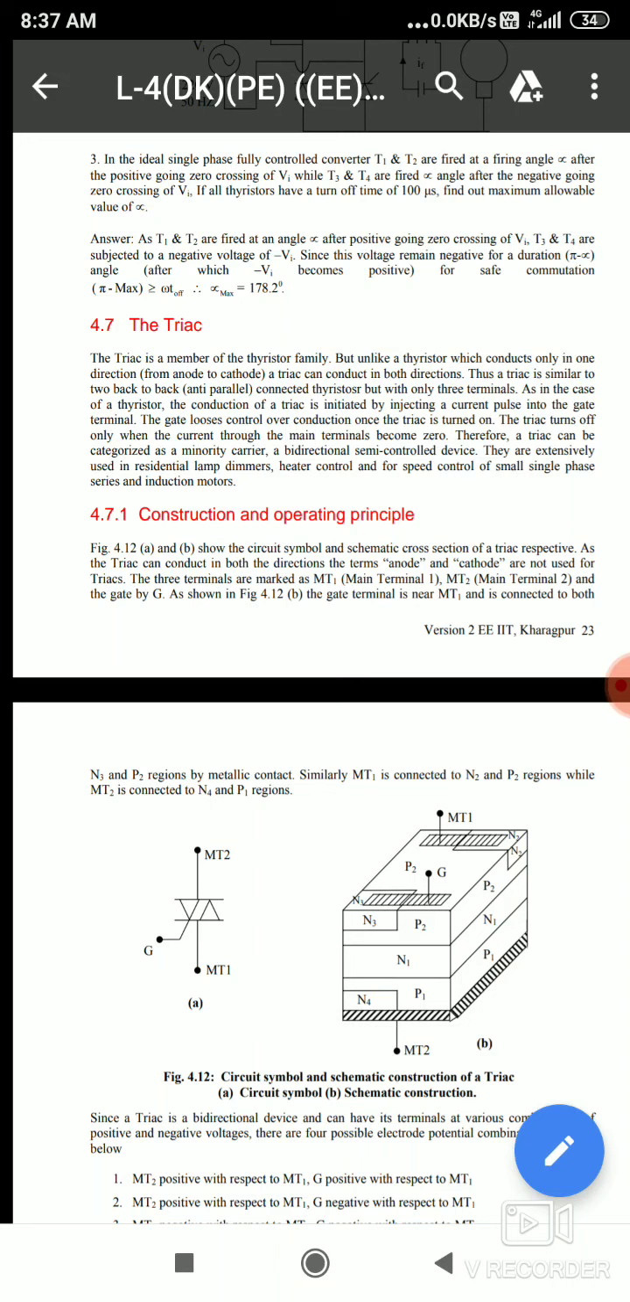In this video, we'll discuss the triac, the working of the triac, and the characteristics of the triac. A triac is also a member of the thyristor family that can conduct current in both directions, and it functions like two parallel SCRs turned in opposite directions with a gate terminal. So triac stands for triode for alternating current.